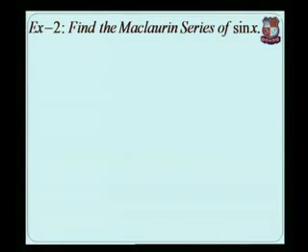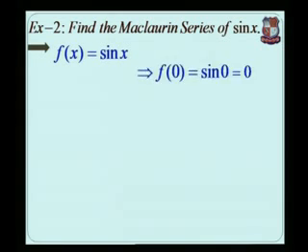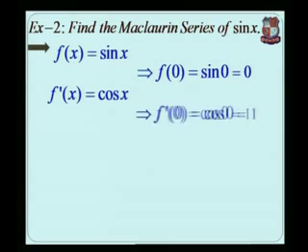Our next example: find the Maclaurin series of another function, sin x. So our function is sin x. Its value at the point 0, f of 0, is sin 0, which is 0. We find the derivative of sin x. The derivative of sin x is cos x. At the point 0, cos 0 is equal to 1.